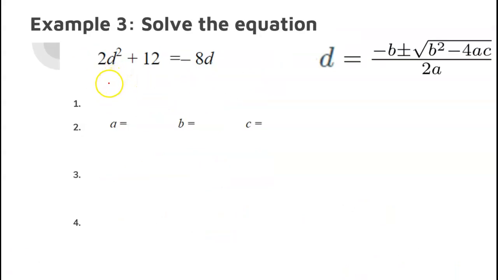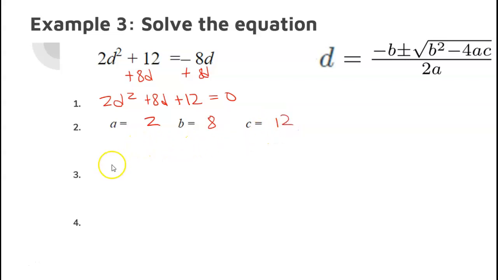Okay, for example 3, we're going to solve the equation 2d squared plus 12 is equal to negative 8d. Once again, our equation is not in standard form, so we're going to have to help get it there. I'm going to add 8d to both sides. That is going to give me 2d squared plus 8d plus 12, and that is equal to 0, and that is going to be in standard form. My a is going to be 2, my b is going to be 8, and my c is going to be 12.